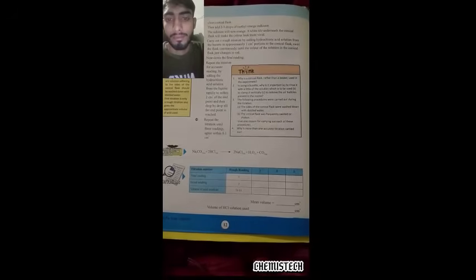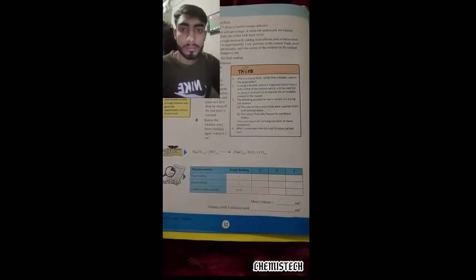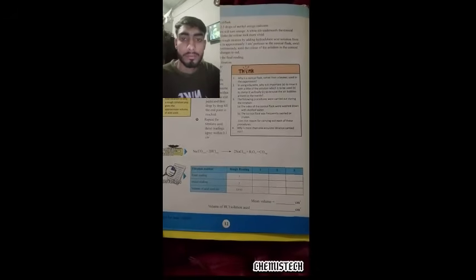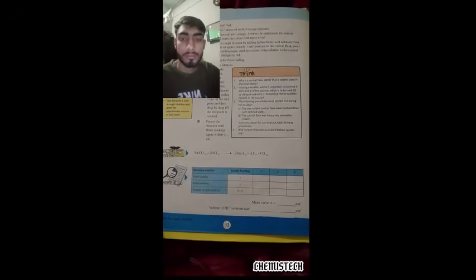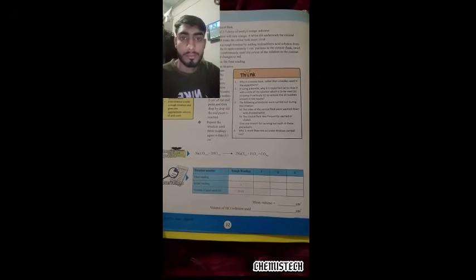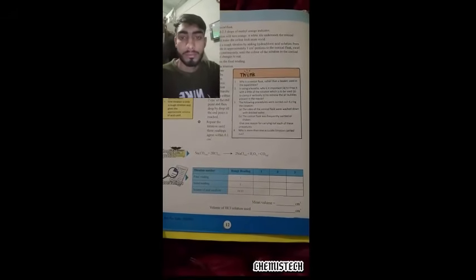Carry out a rough titration by adding hydrochloric acid solution from the burette in approximately 1 cm³ portions to the conical flask. Stir the flask continuously until the color of the solution in the conical flask just changes to red. Note down the final reading. Repeat the titration for an accurate reading by adding the hydrochloric acid solution from the burette rapidly to within 2 cm³ of the end point and then drop by drop till the end point is reached. Repeat the titration until the three readings agree within 0.1 cm³.